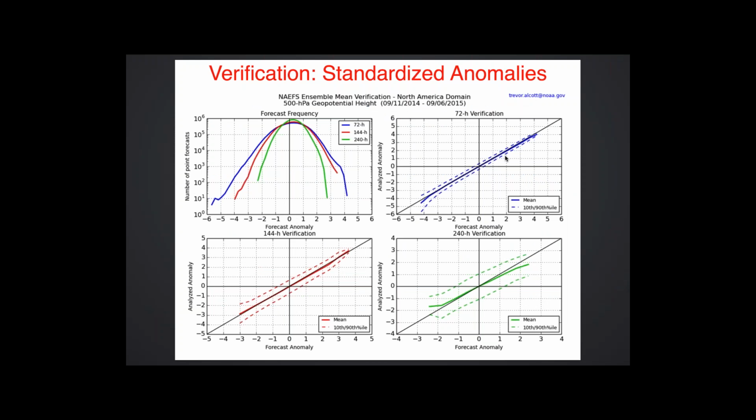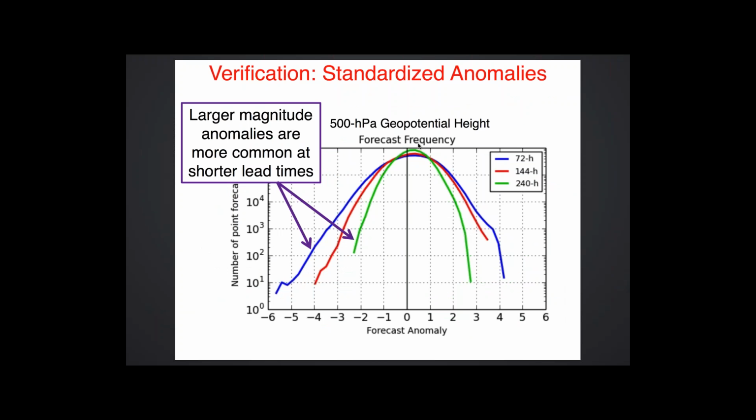For verifying the anomalies, we have a 4-panel chart that looks like this, where the top left panel just shows the forecast frequency as a function of forecast anomaly for the 72, 144, and 240-hour forecast. The take-home message from this plot is that larger magnitude anomalies are more common at shorter lead times, which makes sense because as you get closer to an event, there tends to be more agreement between the individual ensemble members, which is one of the primary ways to get a larger anomaly.